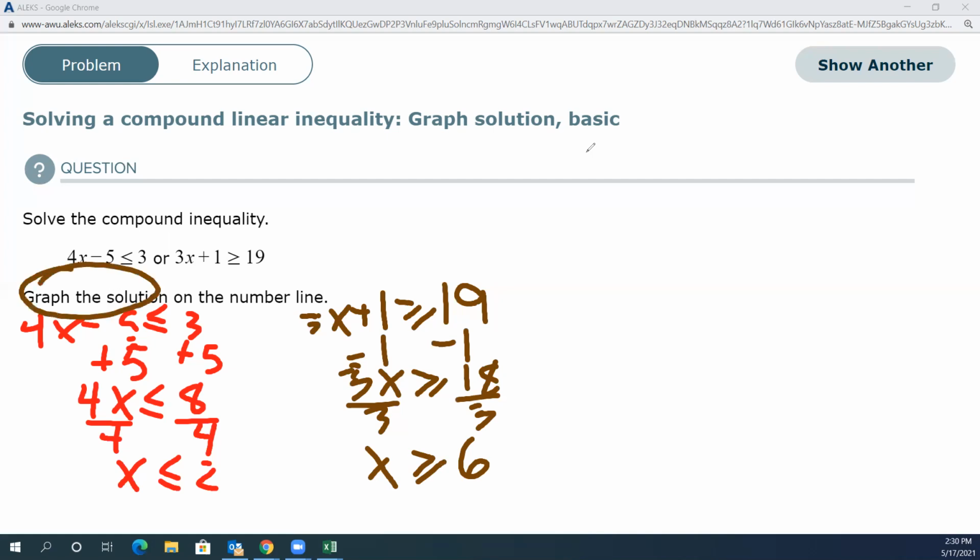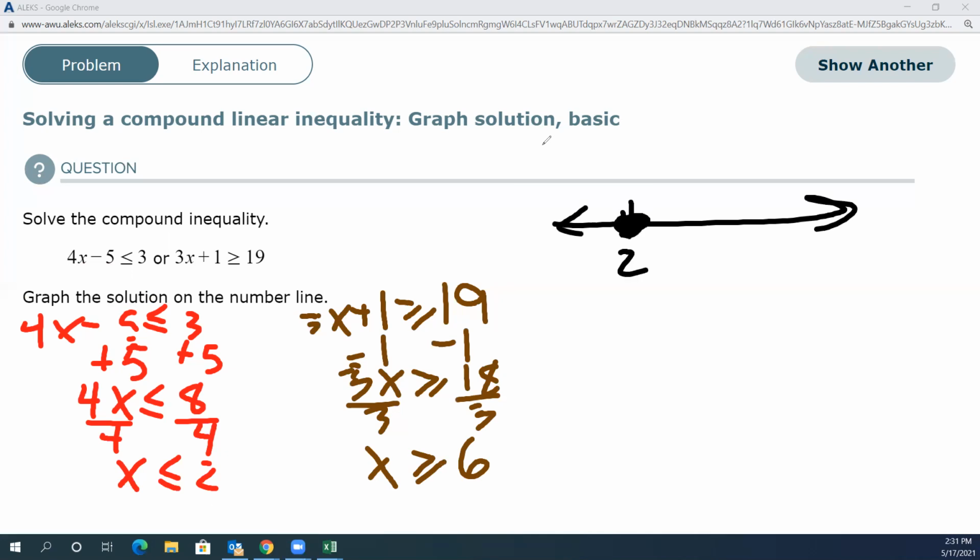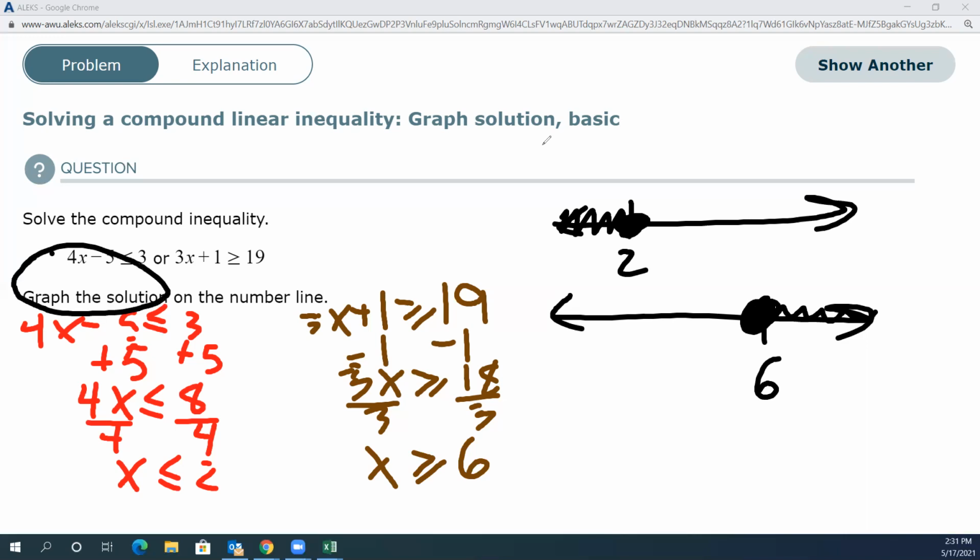If I were to graph this, what would it look like? Well, I know what x is less than or equal to 2 looks like. Okay, that looks like that. And I know what x is greater than or equal to 6 looks like. That looks like that. But that's two different graphs. I want a single graph for my solution. So how do I combine them?